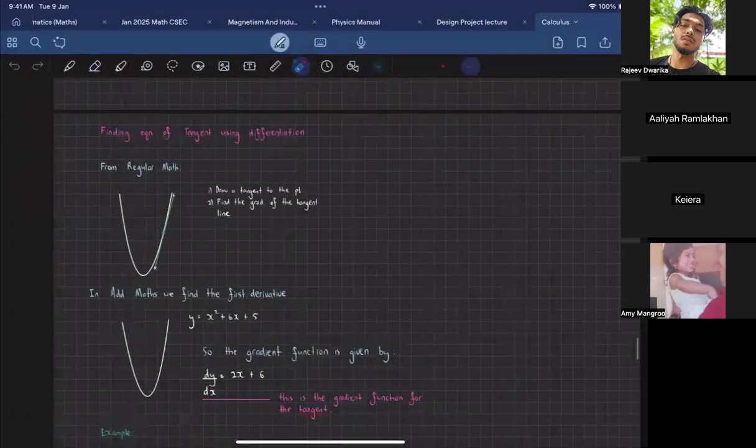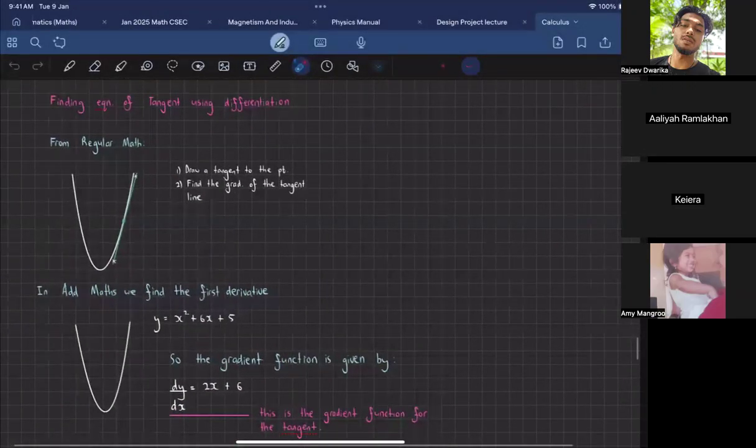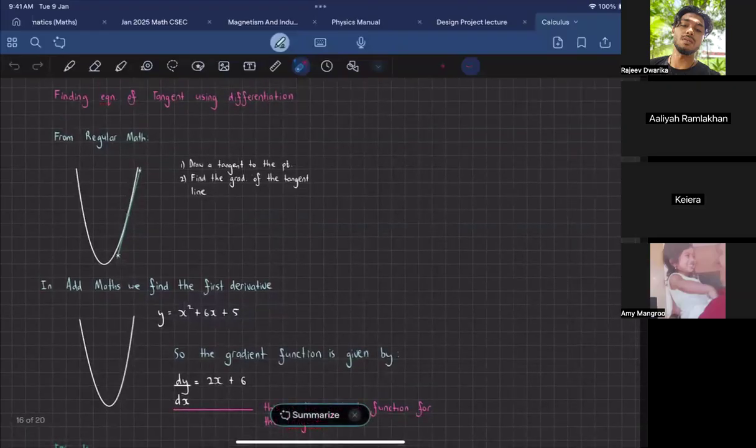Yeah, so guys, you all should be copying this down. Aliyah, anytime they ask you to find the gradient of the tangent or the equation of the tangent, what do you have to do with the original function?